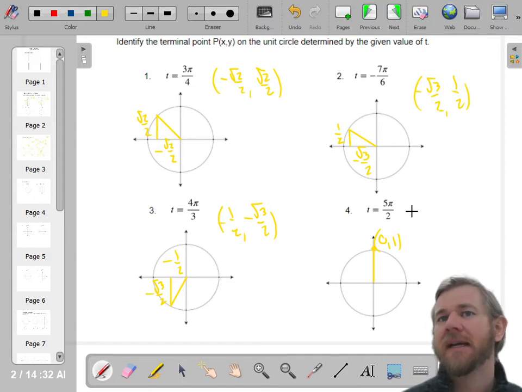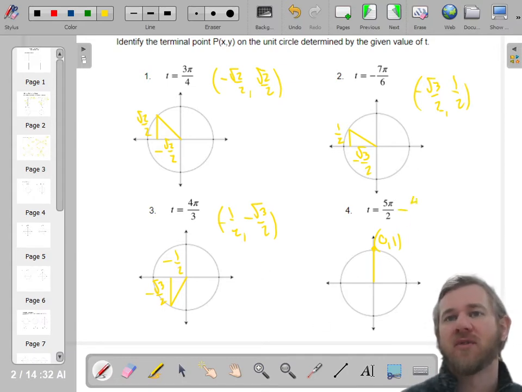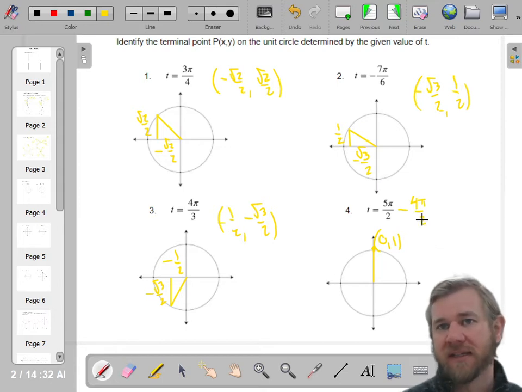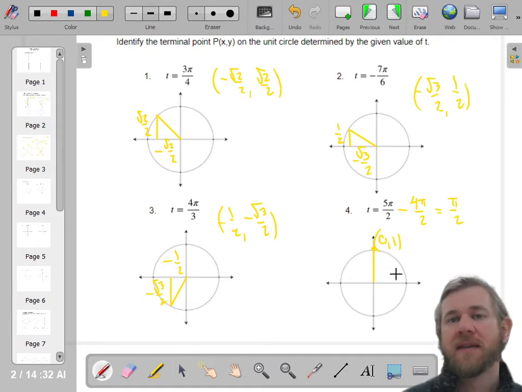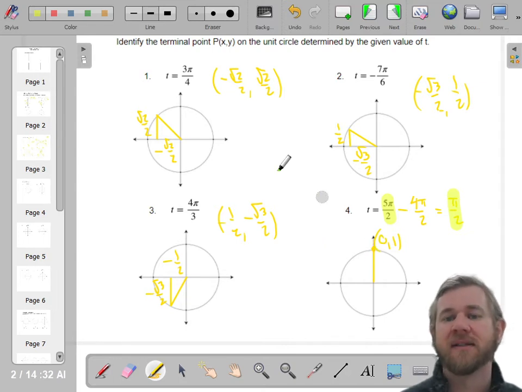Another way of thinking about that is if you wanted to subtract out a full rotation, then you would have to subtract out 4 pi over 2s because that's 2 pi. So 5 minus 4 is 1 pi over 2. These are coterminal angles. 5 pi over 2 and pi over 2 are coterminal. They are the same terminal point at 0, 1.